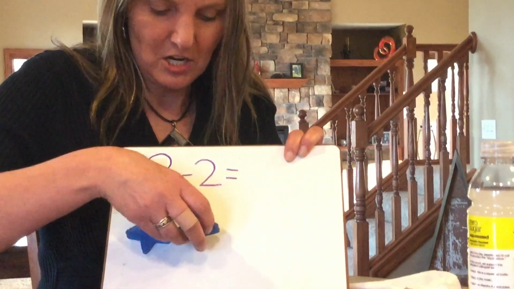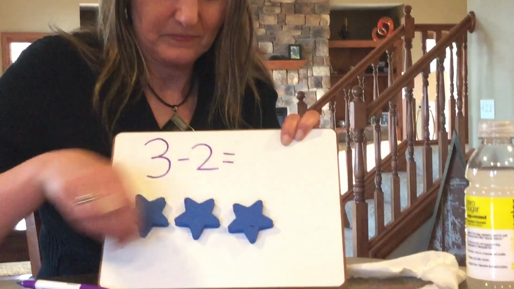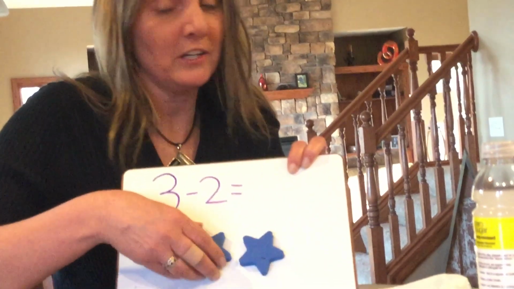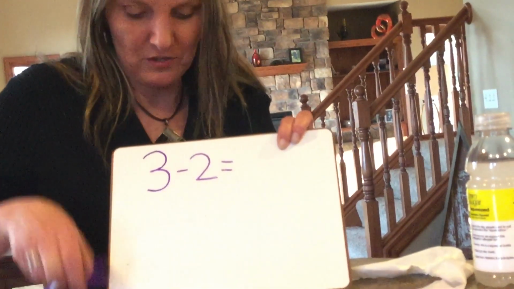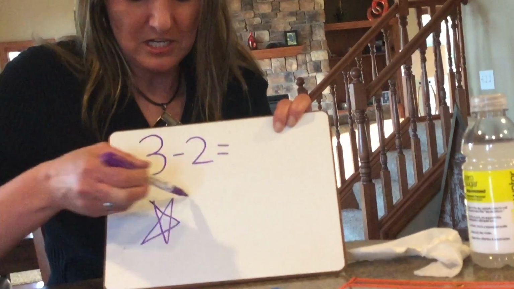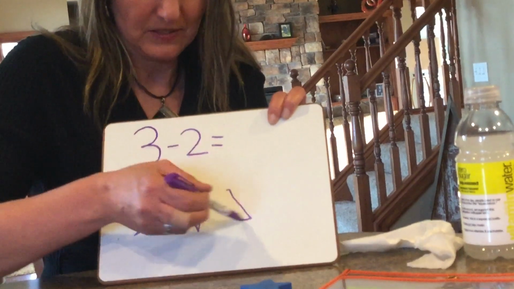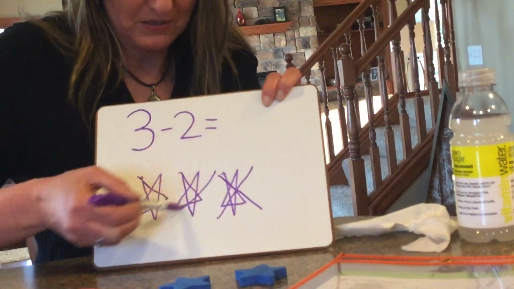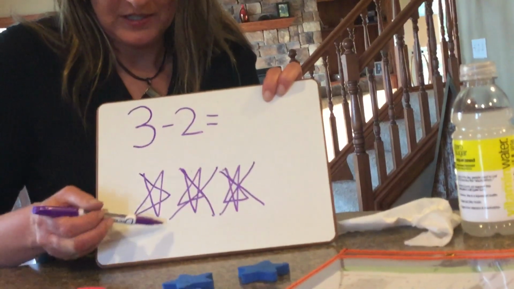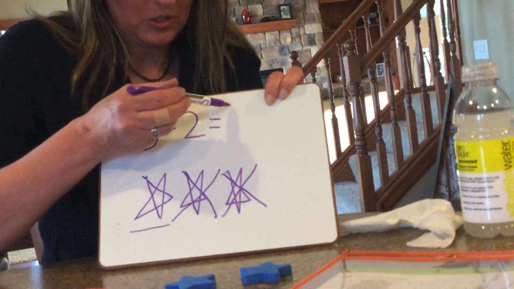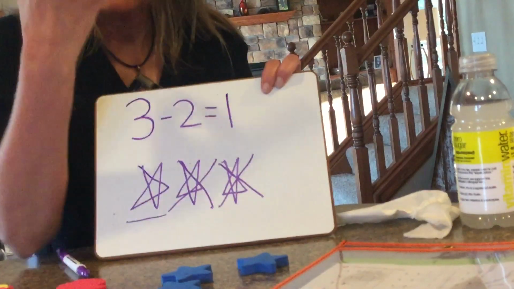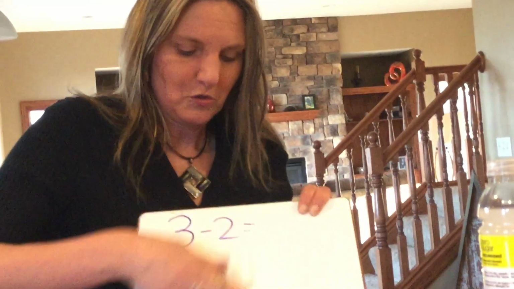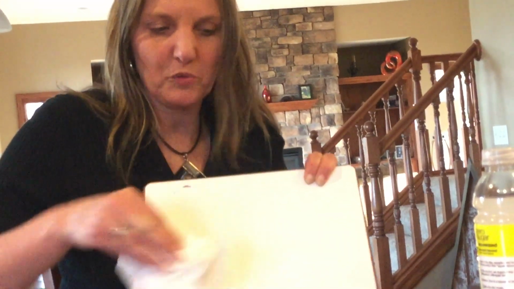I saw 3 stars in the sky. Guess what? I'm going to actually take these down because I don't want to cross one out. I'm just going to make 3 stars. I saw 3 stars in the sky. Clouds came over and 2 of them disappeared. How many are left? 1. Because 3 take away 2 equals 1. Remember, it has to get smaller when you take away.